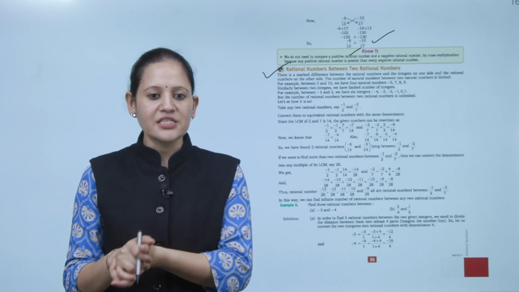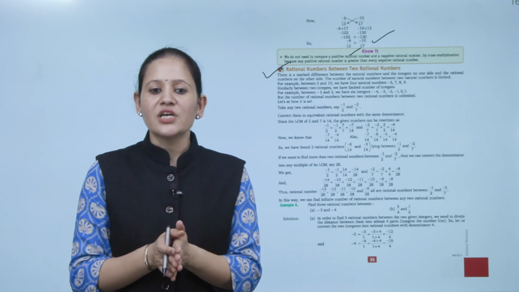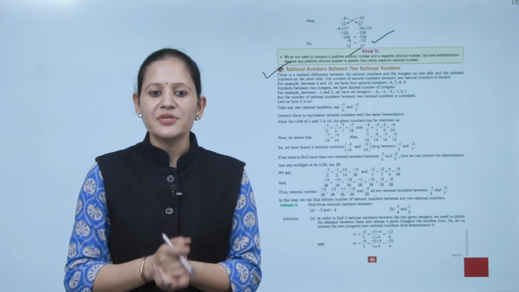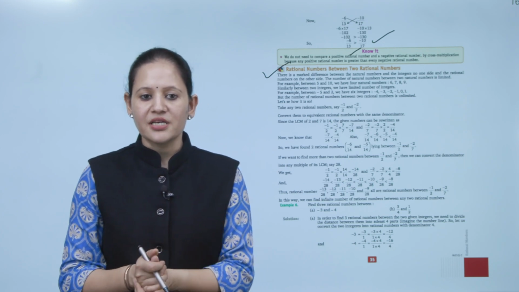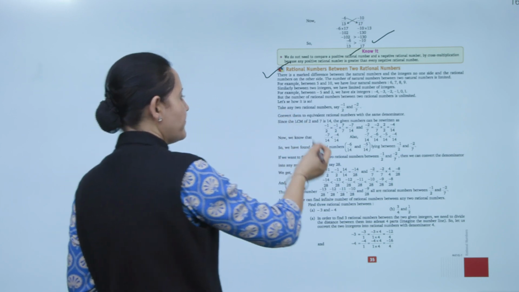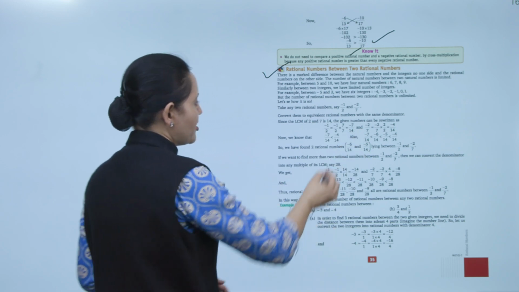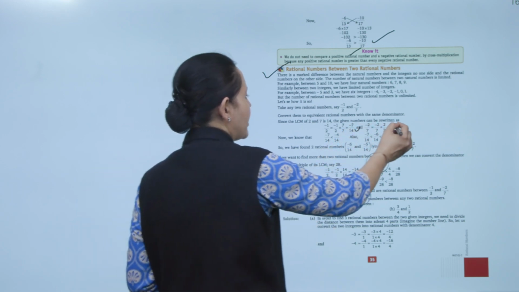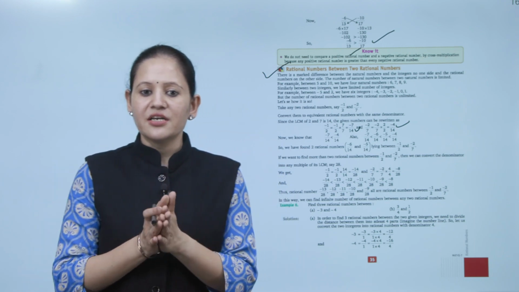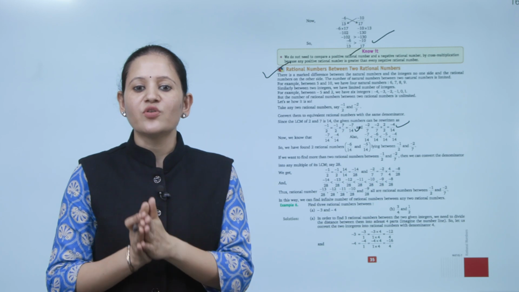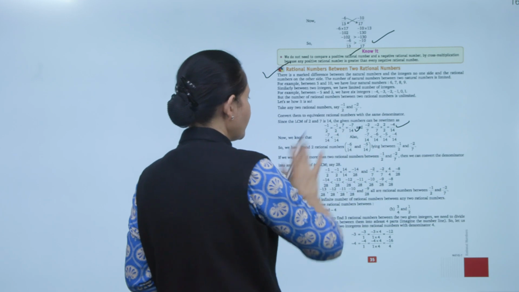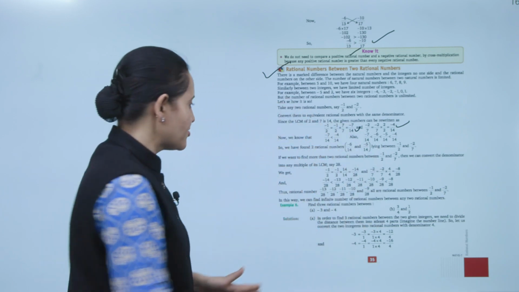Let's see how. Take any two rational numbers, say -1/2 and -2/7. Convert them into equivalent rational numbers with the same denominator. So first we will take the LCM and convert them into rational numbers with the same denominator. So -7/14 and -4/14. Now, we know that -7/14 is less than -4/14. So we have to write a rational number between these two rational numbers.